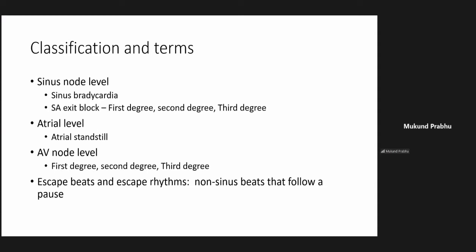If we classify it in anatomical terms, we can have bradyarrhythmias due to problems at the sinus node level, like sinus bradycardia, sinoatrial exit blocks of varying degrees. At the atrial level, in the form of atrial standstill, which is not uncommon, but probably under-recognized. The AV node level, which is the more common thing we are familiar with, again classified into first degree, second degree, or third degree blocks. And we have to be familiar with terminologies like escape beats and escape rhythms.